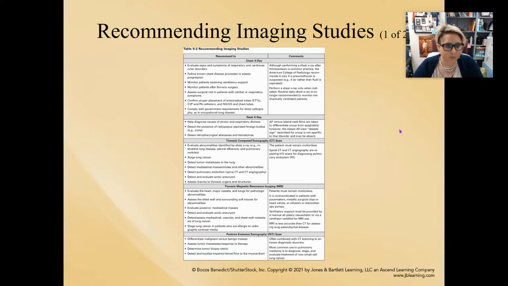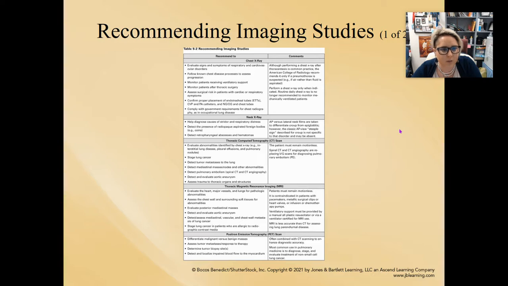Next, a PET scan, we talked about this, I think, yesterday. It's used to differentiate malignant versus benign masses, assess tumor metastasis response to therapy, determine tumor biopsy sites, and detect and localize impaired blood flow to the myocardium. It's often combined with a CT scan, so you would have both.